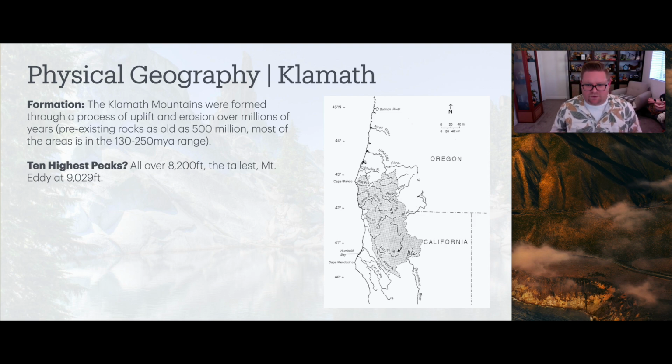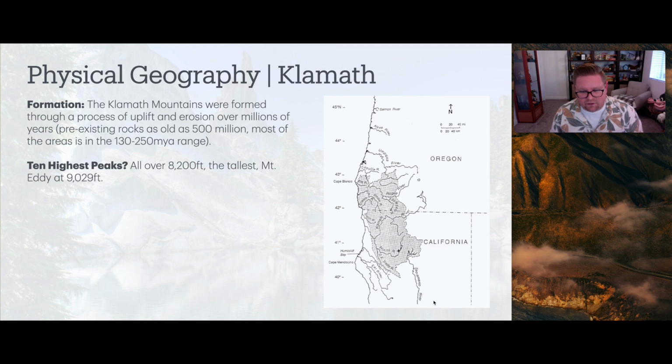So the formation of this whole area, the mountains. The Klamath Mountains were formed through a process of uplift and erosion over millions of years. In fact, some of the pre-existing rock that was subducted underneath, there were some arcs that were there that date over 500 million years, but most of the area that we get to explore here is between the 130 and 250 million year range, and it's unique rock. We've got the state rock, serpentinite, and a couple other metamorphosed things, so it's really a dynamic place. Tall peaks, there are actually 10 really tall peaks, all of them over 8,200 feet, but the tallest is Mount Eddy at 9,029 feet.